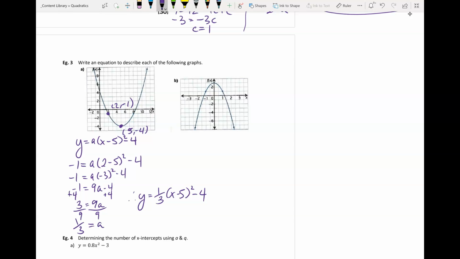For b, same sort of thing. We're going to state the vertex, which is 0, 3. And then you find another point. Doesn't matter which one you use, you'll still get the same a value. But I'm just going to use this one, which is 1, 1. So go ahead and try this one on your own. You have the vertex, you have a second point. Try to find the a value and then put it all together to find the equation.